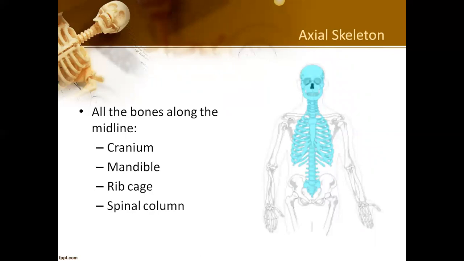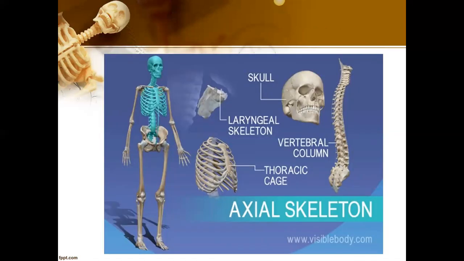So along the midline, we have the head, the cranium, the mandible, which makes up your chin, the rib cage and all the ribs, and the spinal column. And the picture on the right shows in blue all the bones of the axial skeleton. Here's another image of the axial skeleton. So you see on the left is a full skeleton, and the blue parts are the axial skeleton. And it picks apart each of the individual sections, like the vertebral column, the skull, and the rib cage.